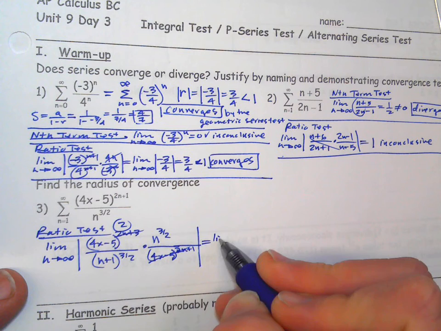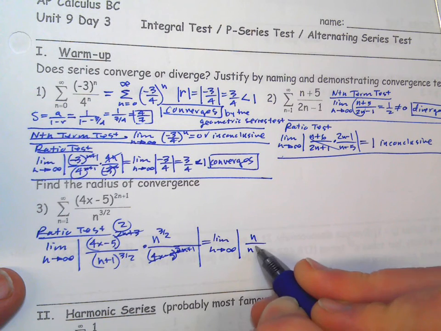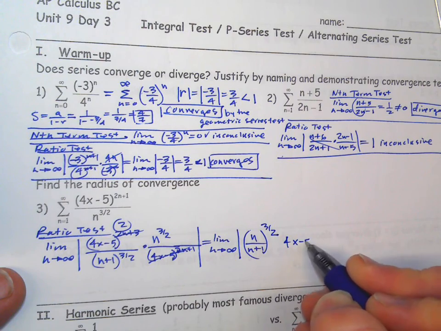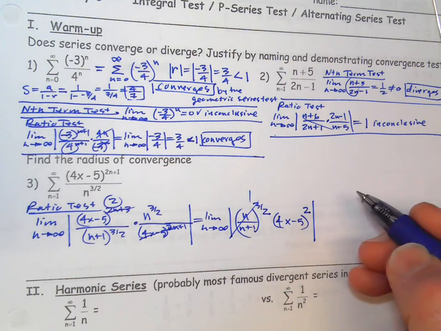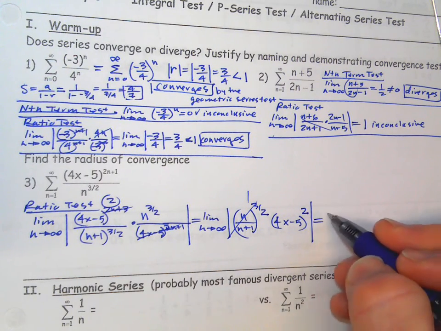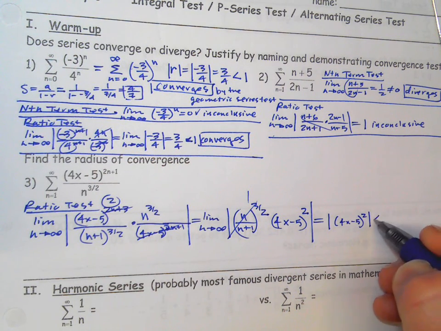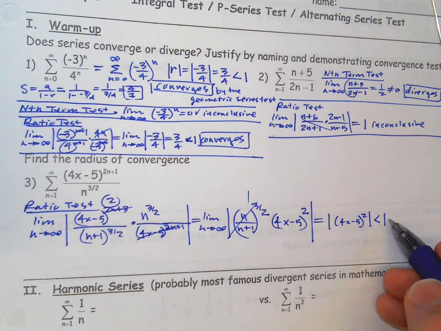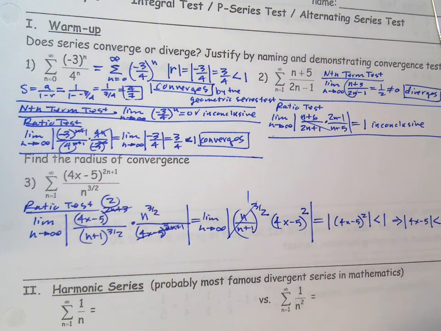So we can rewrite it as the limit as n goes to infinity of the absolute value of, we could put the n over n plus 1 together all to the 3/2 power. And then we have a 4x minus 5 squared. Now, this is going to go to 1. And so we get the absolute value of 4x minus 5 squared has to be less than 1. So now we need to solve this. If this squared is less than 1, then that also means the absolute value of 4x minus 5 is going to be less than 1.